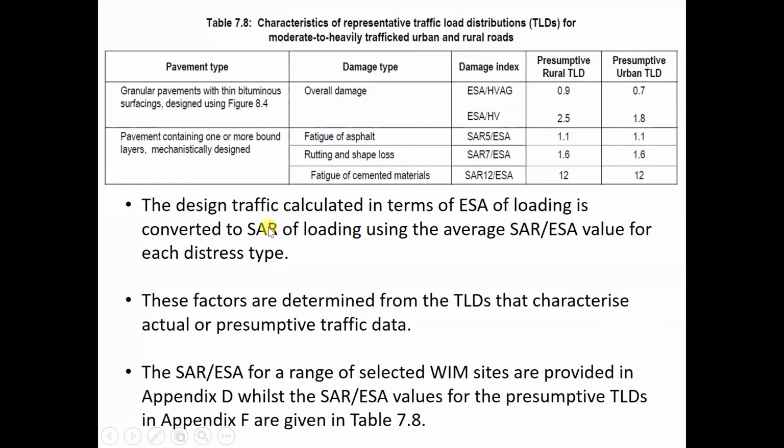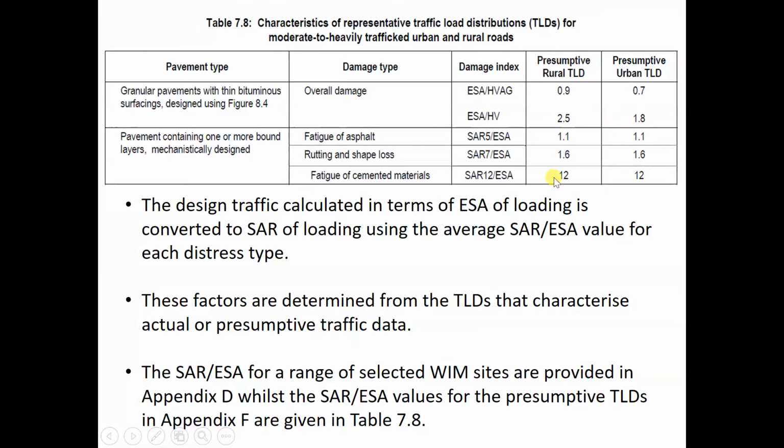Okay. The design traffic calculated in terms of ESA of loading is converted to SAR of loading using the average value for each distress type. So these are conversions if you have one or more bound layers in the mechanistic design. These factors are determined from the TLD that is characterized by actual or presumptive traffic data, the SAR divided by ESA for a range of selected WIM sites as provided in Appendix D. Again, I don't have that. But these are the presumptive, this 7.8, so these are presumptive conversion factors.